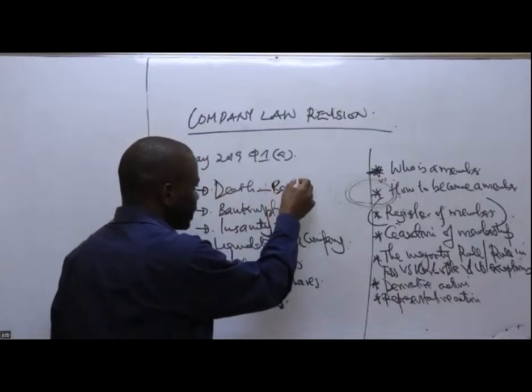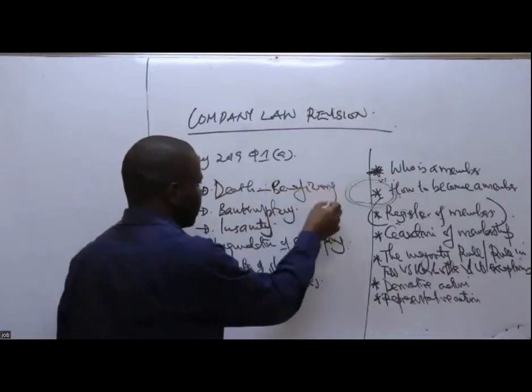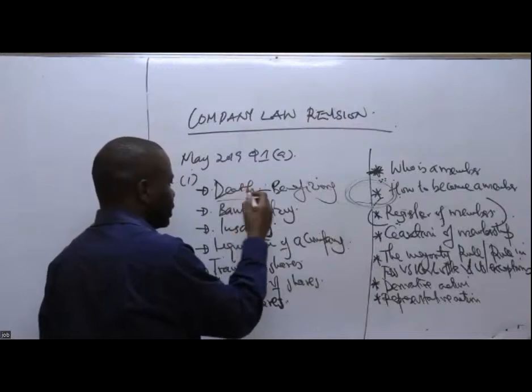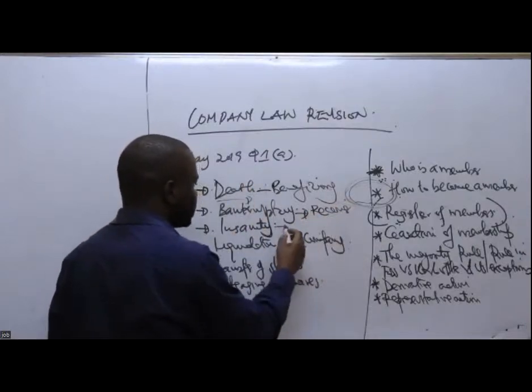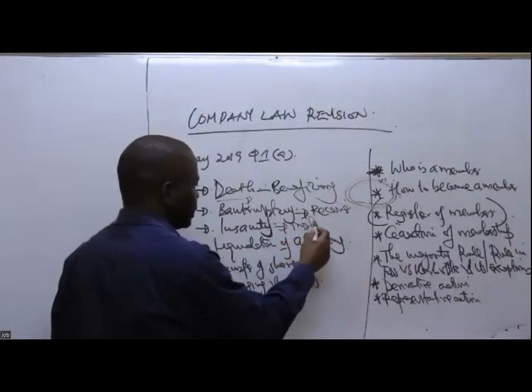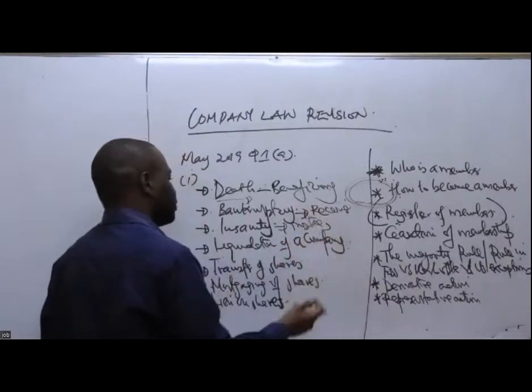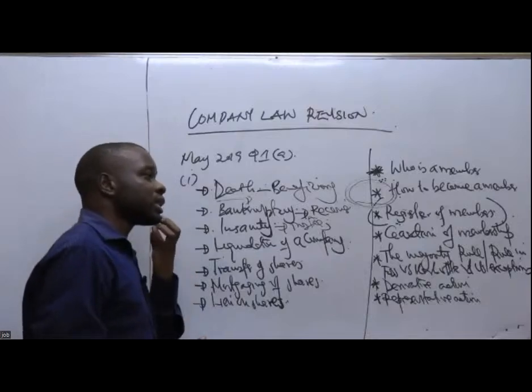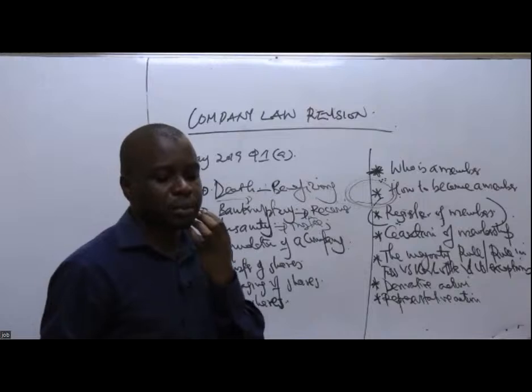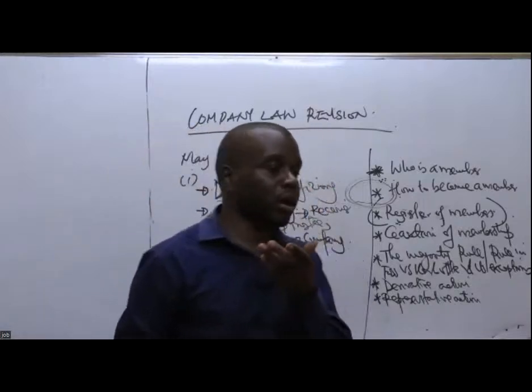So you can see in this case the beneficiary is becoming a member of a company as a result of death. In bankruptcy, the shares will likely go to a receiver. In insanity, they can go to a trustee or any other beneficiary that has been stated in such a case. So transmission of shares is also one of the ways of how you can become a member of a company.